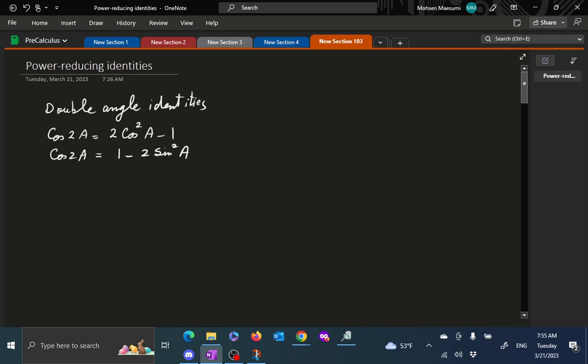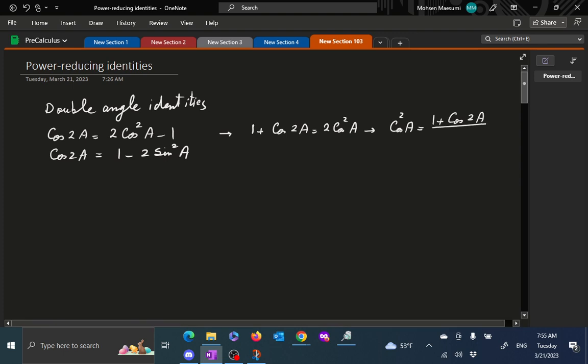There were lots of others as well, but we are not going to use them directly, so I don't make a mention of that. Well, we can rearrange this formula. I can take this 1 to this side, so it becomes 1 plus cosine of 2a is equal to 2 cosine square of a, and that one tells me cosine square of an angle is 1 plus cosine of twice that angle divided by 2.